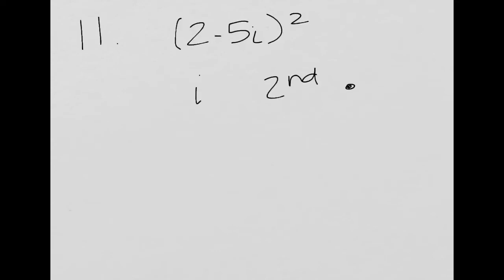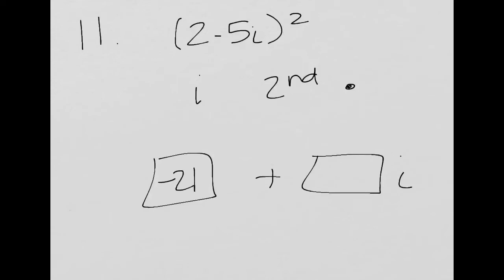Number 11. Type that straight in your calculator. Remember the I is second decimal point or second period. And you'll get -21 and minus 20i, so just put a -20 in that second box.